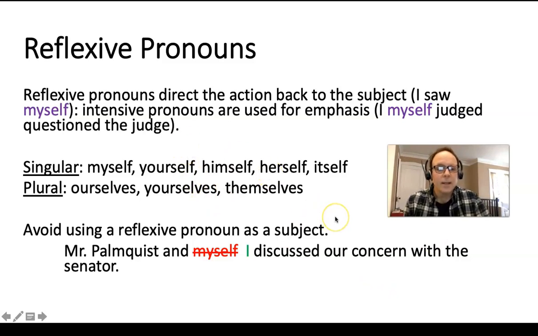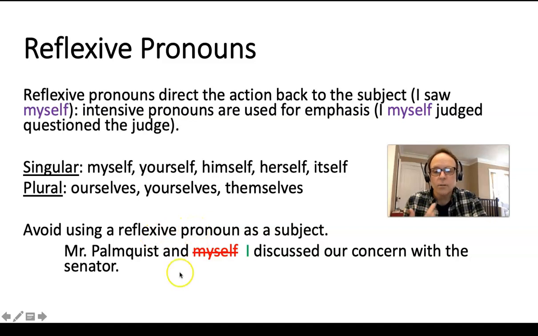Reflexive pronouns, like they sound, they reflect back, right? So things like myself, yourself, himself, I myself judged, questioned the judge, right? So, this is reflecting back to ourselves, yourself or themselves. So what we want to do is don't use a reflexive pronoun.